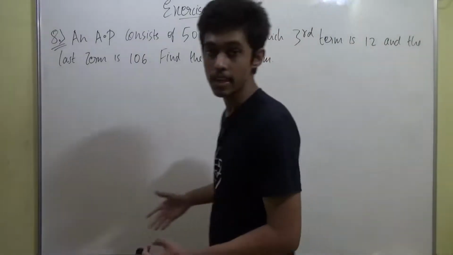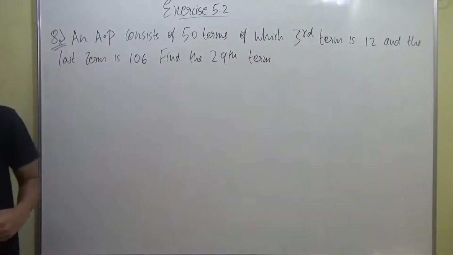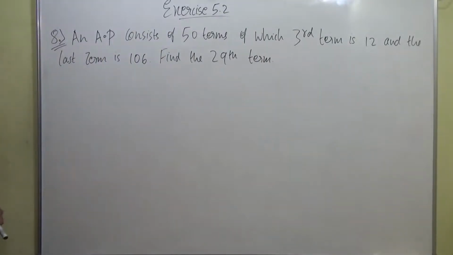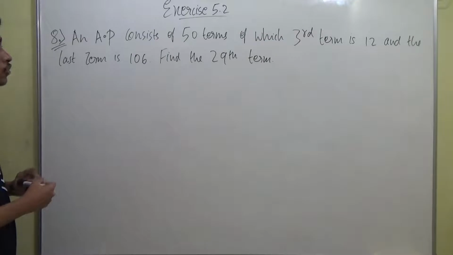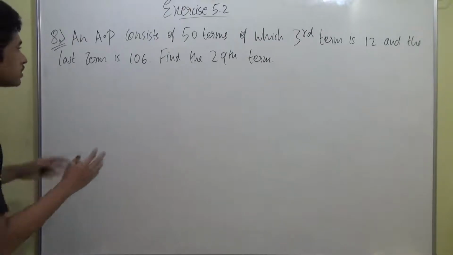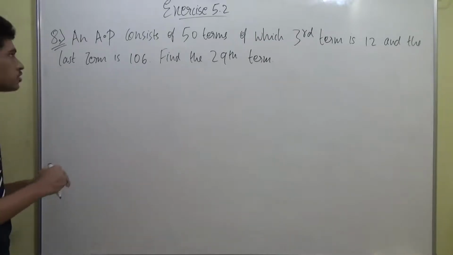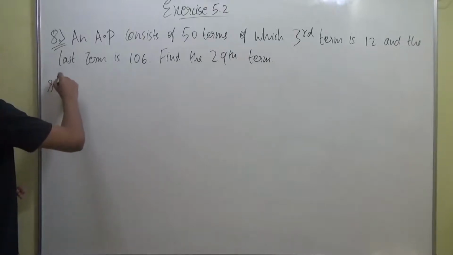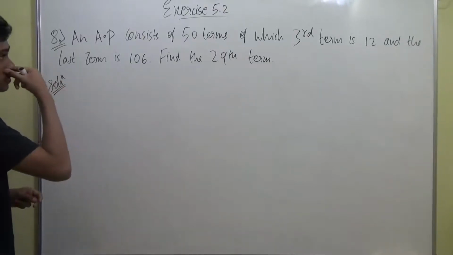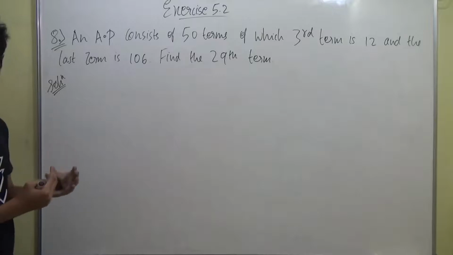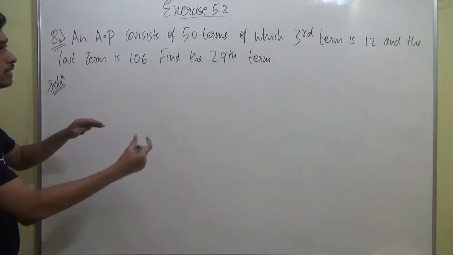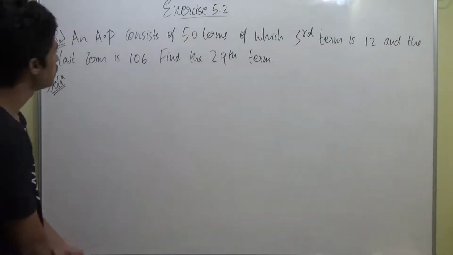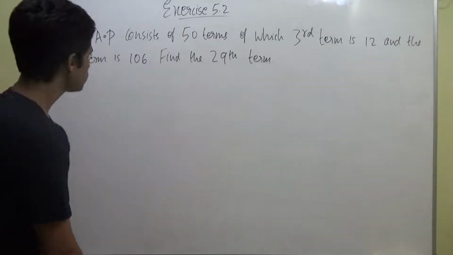So okay guys, now let's go to question number 8, which says an AP consists of 50 terms, of which the third term is 12 and the last term is 106. Find the 29th term. Okay guys, so it's the same as a previous question, I guess question number 6 or something, in which they'll give us two conditions. You'll be formulating a pair of linear equations in two variables and find the value of a and then d, and then we'll be able to find the 29th term as well if we have the value of a and d, right?